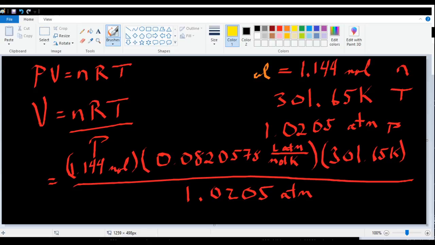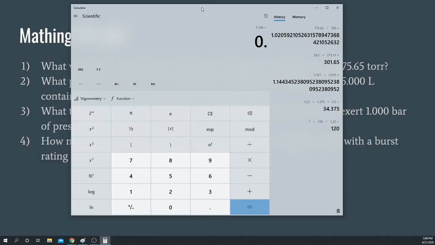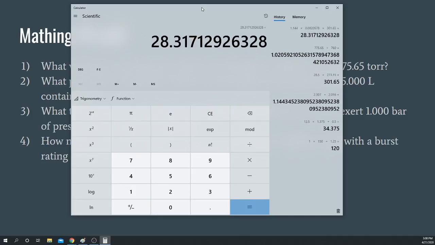And thanks to the universal gas constant, our units will cancel out nicely. Moles will cancel with moles. Kelvin will cancel with Kelvin. Atmospheres will cancel with atmospheres, leaving us with liters. And from there, it's just a matter of plugging things into ye old calculator. 1.144 times 0.0820578 times 301.65 divided by 1.0205.